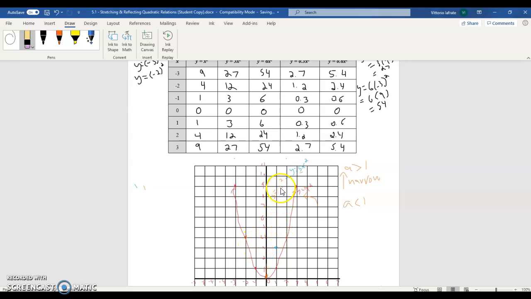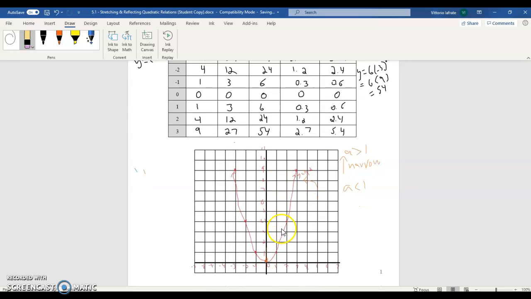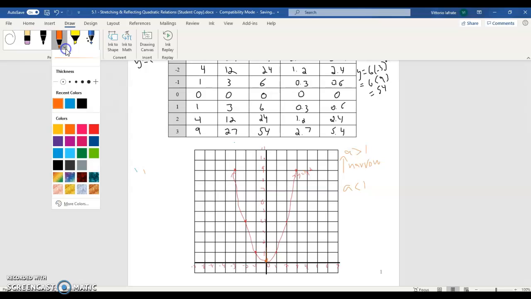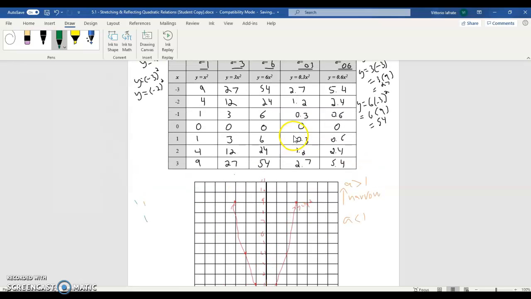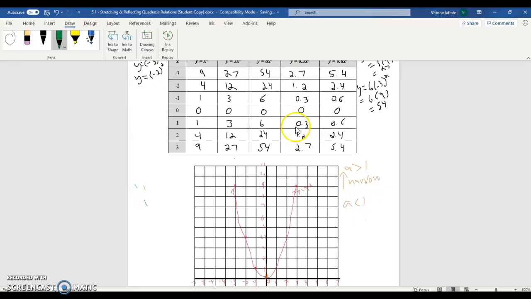You could have drawn them all on the same grid. I'm just making some room because it's not as neat in the video if I don't. Okay, and now we're going to choose a color for our y is equal to 0.3x squared. So let's go with the green over here. I'm going to have to estimate a bit. You'll have to do a better job than I am, just because we have some decimal values here, and it's difficult to do with just a mouse.